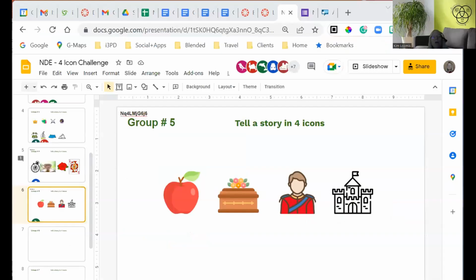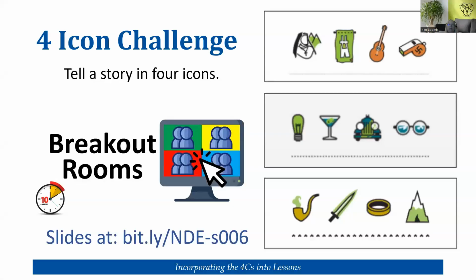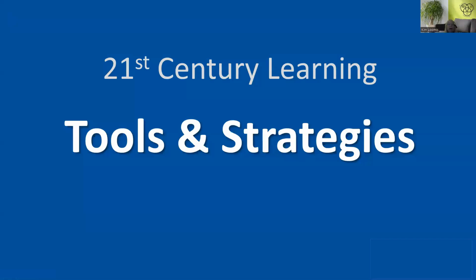Think about how you could do this, even in mathematics or science or social studies: tell a story in 4 icons or talk about a character in 4 icons. There are lots of different ways you can do it. Let's talk about the different tools. I just used, of course, a regular old Google Slide, but there are lots of different tools and strategies that you can use. So this 4-icon story uses a digital tool, Google Slides, and a strategy, the 4 icons, where they really have to think through the 4 C's.